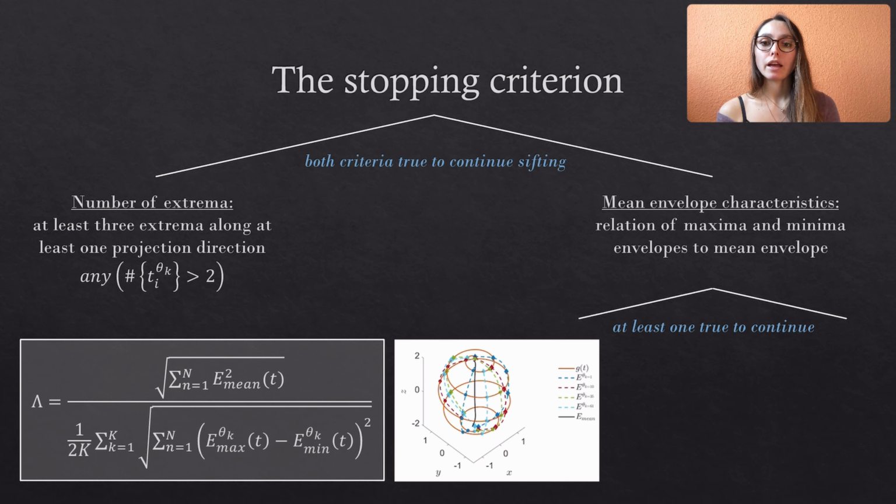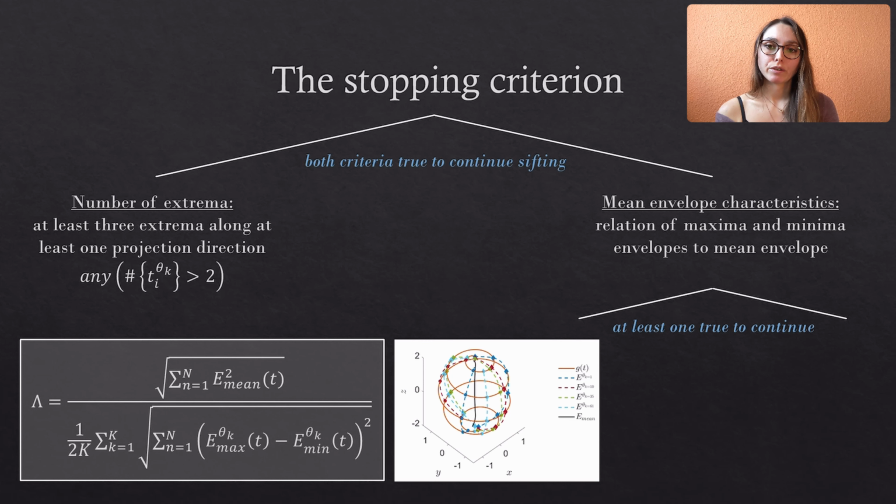However, we still have one enclosed area for each projection direction. So an additional sum is taken over all projection directions capital K. Since we also divide the result by 2K, we essentially average over all projection directions. In other words, the denominator represents the average region that is enclosed by the upper and lower envelope.